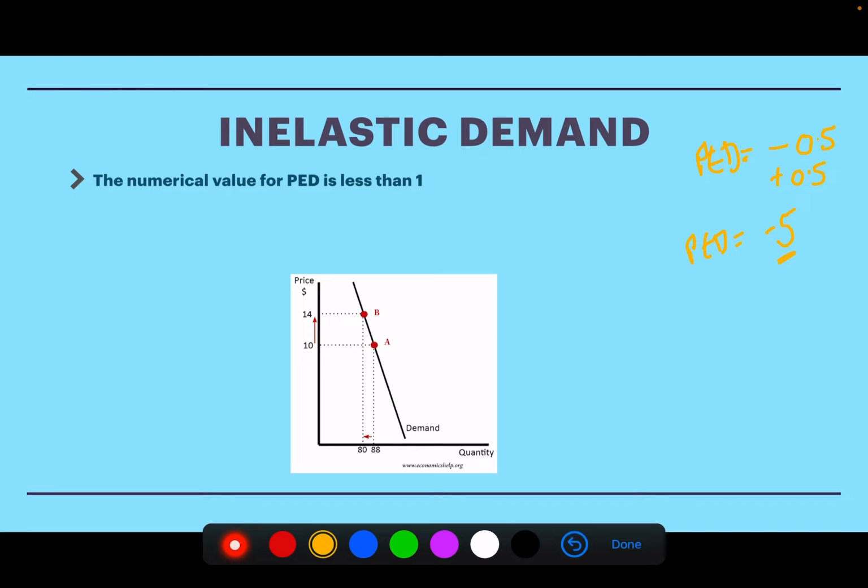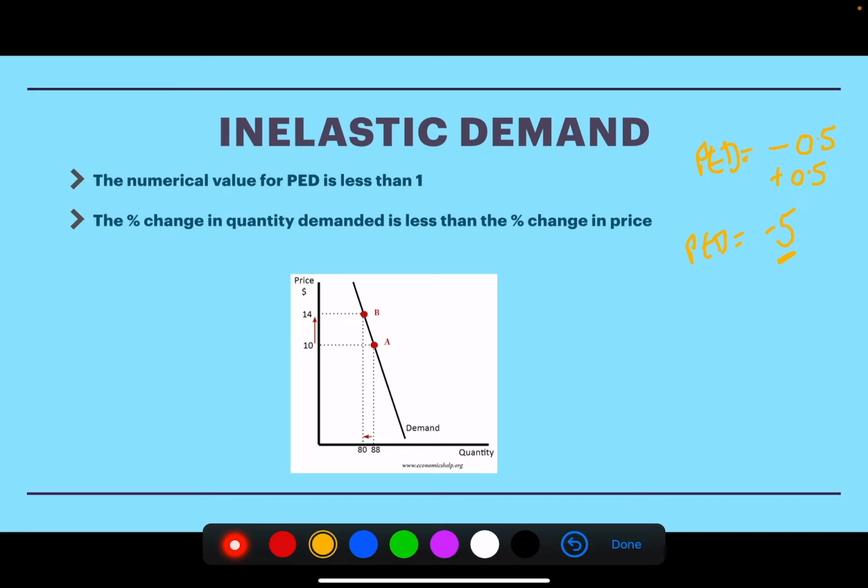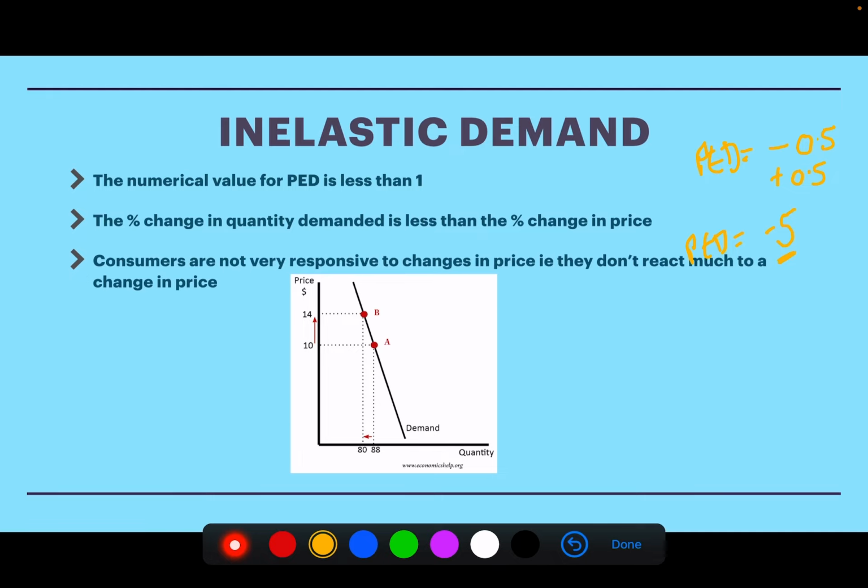So inelastic, we've got a big change in price only leads to a small change in quantity demanded. So the percentage change in quantity demanded is less than the percentage change in price, and consumers are not very responsive to change in price, i.e. they don't react much when price changes. So think about something like petrol. You put the price of petrol up and consumers still buy the same amount of petrol.